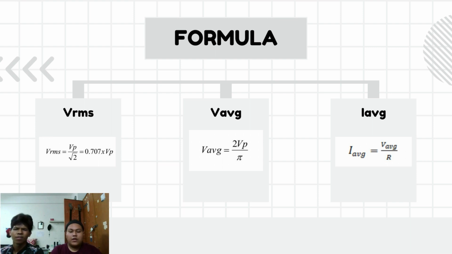In PW2 there are three formulas given. First one is the formula for VRMS. VRMS equal to VP divided by square root 2, equal to 0.707 times VP. The second one is the formula for V average. V average is equal to VP divided by pi. And the last formula given is I average. The formula is I average equal to V average divided by R.